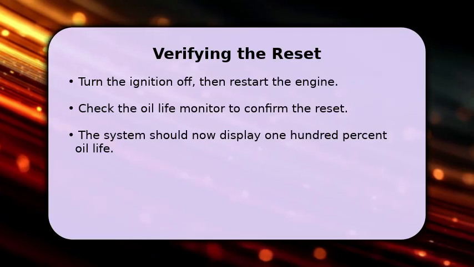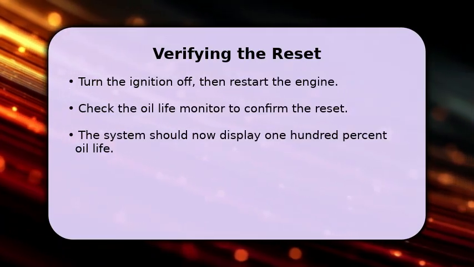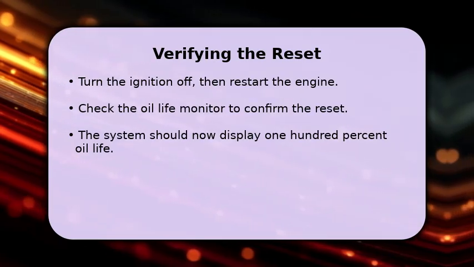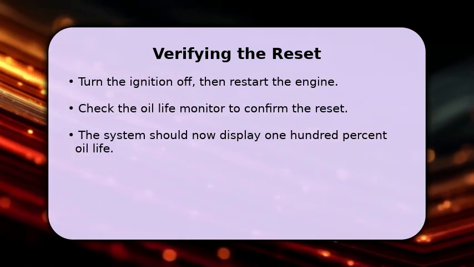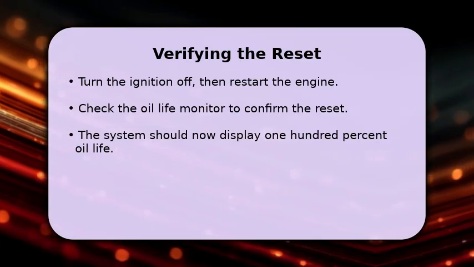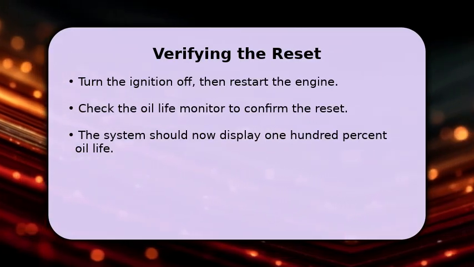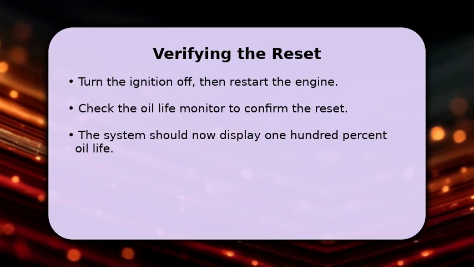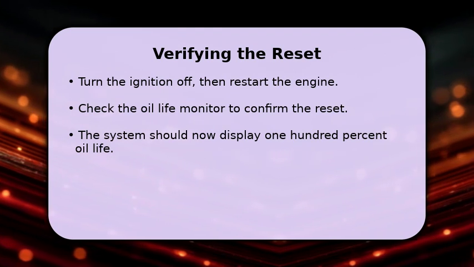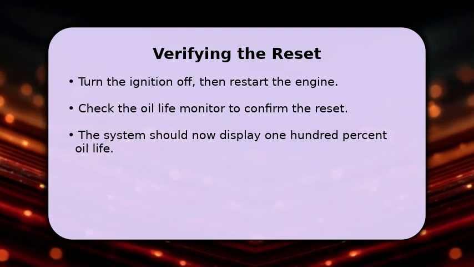To finalize and verify the oil life reset, turn your vehicle's ignition completely off. Then, restart the engine as you normally would. Once the engine is running, check your oil life monitor again. It should now clearly display 100% oil life, indicating that the reset was successful. Congratulations, you've just reset your Cadillac XT5 oil life system.